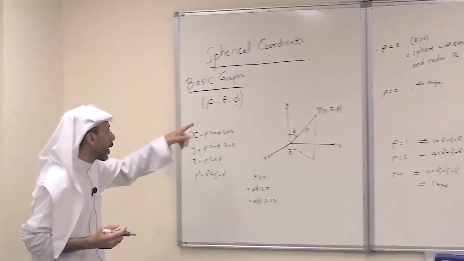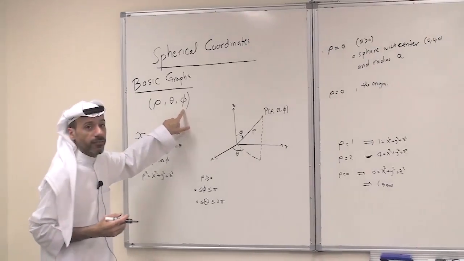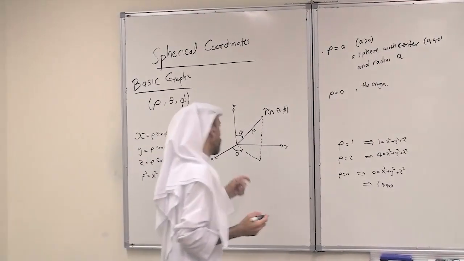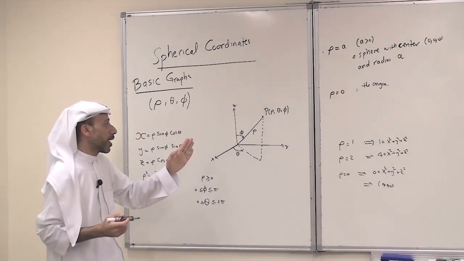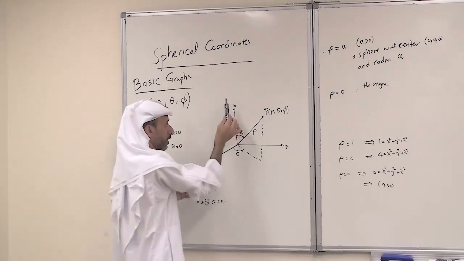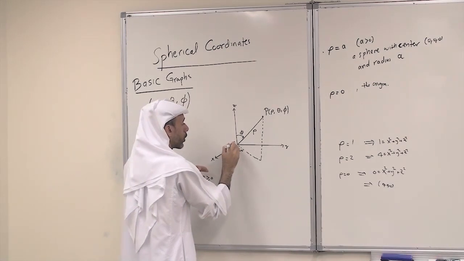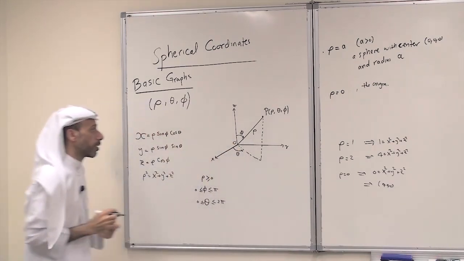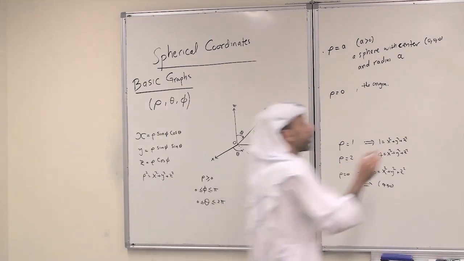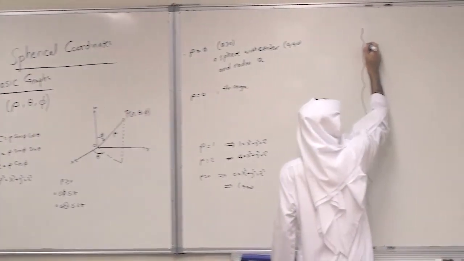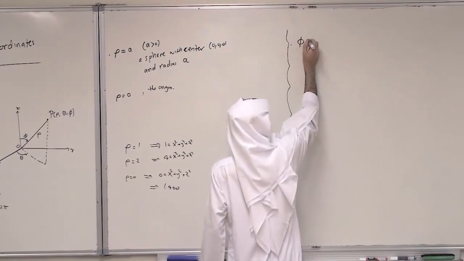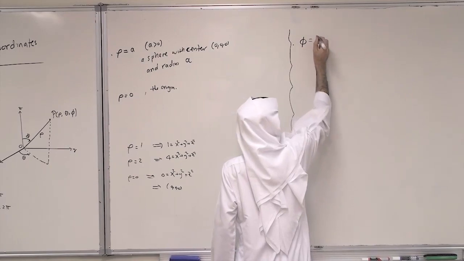Now we go to the last coordinate, phi. We remember phi is the angle between the positive z-axis and the line segment OP. So this is the second part, phi. Let me start with phi equal to 0.